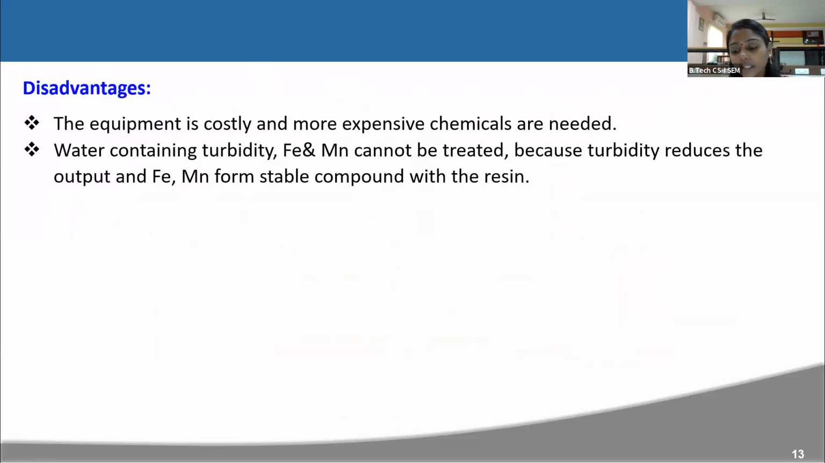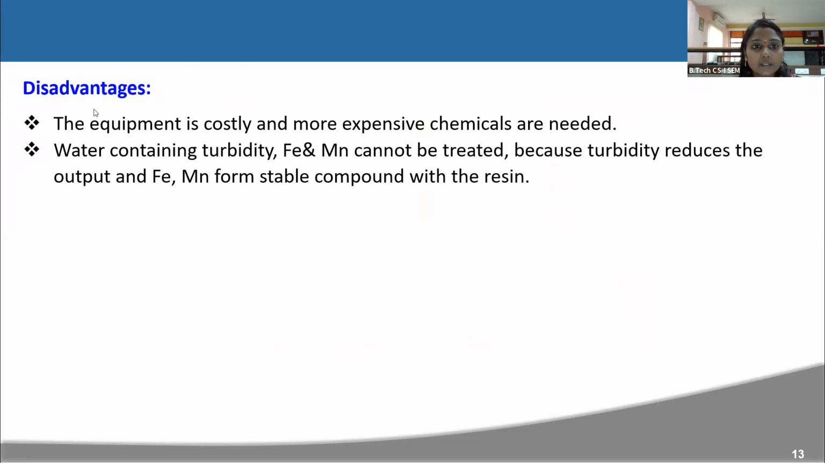Disadvantages: this method is very expensive as the ion exchange resins and the installation costs are high. The efficiency of the process is reduced if the water is turbid. This method is not suitable if heavy metals are present, since regeneration of the resins is not possible. Okay, that's all for the ion exchange process.